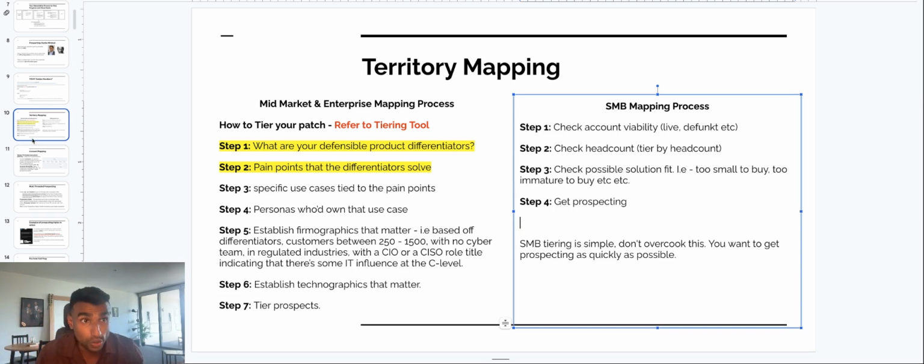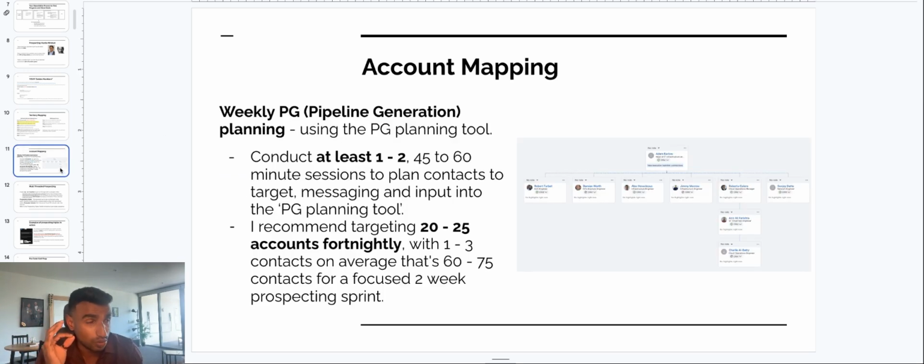We're now going to go into what I like to call weekly PG planning, or weekly pipeline generation planning. This is an incredibly important activity. Again, to succeed in prospecting, you have to succeed in prepping for prospecting. If you don't prep for prospecting, and you just show up and go, I'm going to call a bunch of people, there is no structure, there is no rhyme or reason for why you're reaching out to people. That is a really bad way to operate.